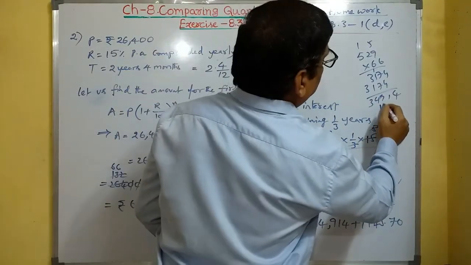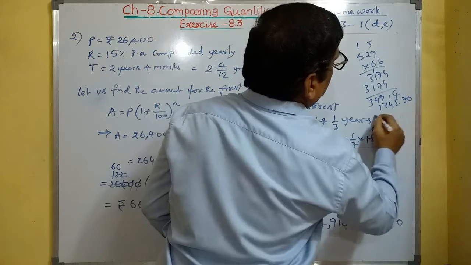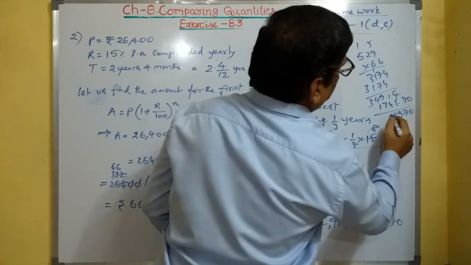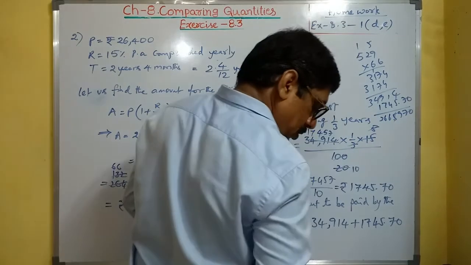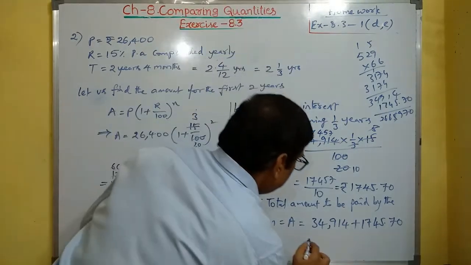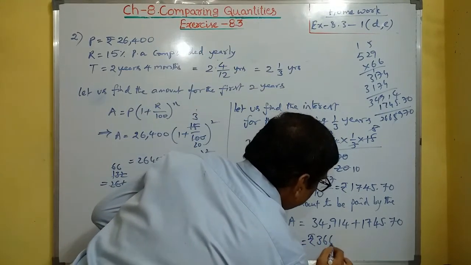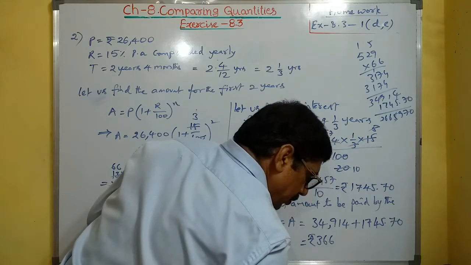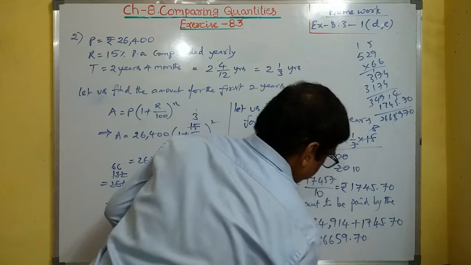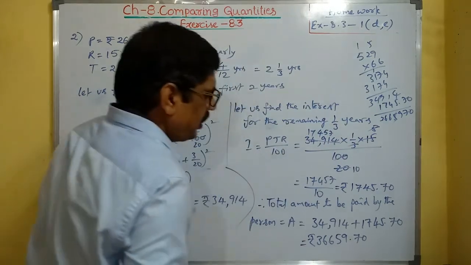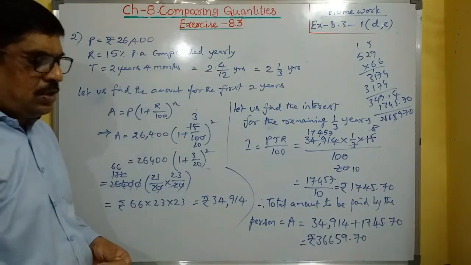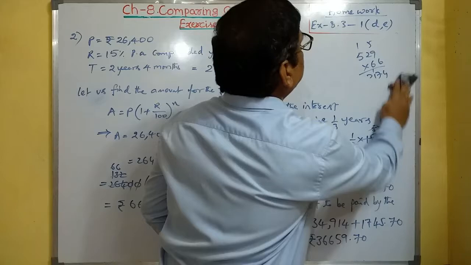So we get 36,659 rupees 70 paise. So this is the amount to be paid at the end of 2 years, 4 months.